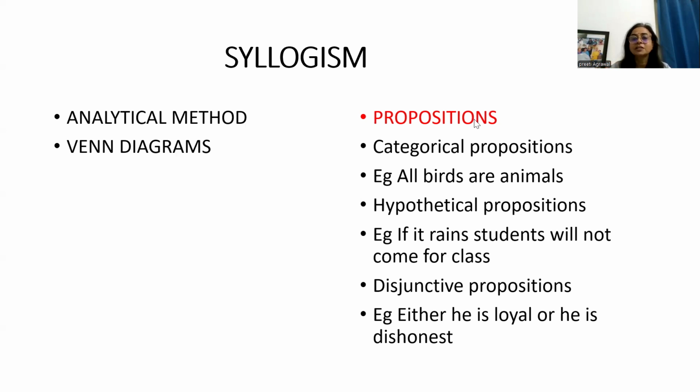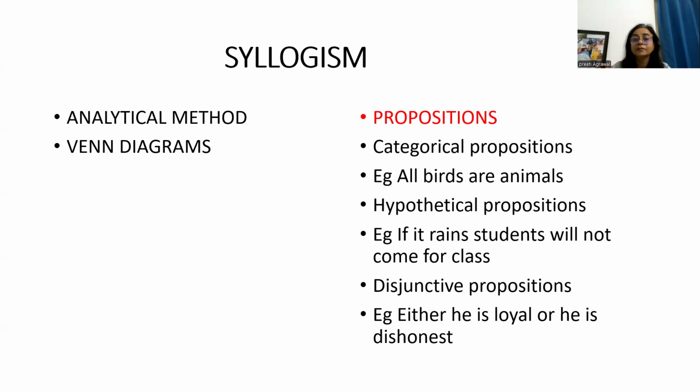What are propositions? These are the ways in which the statements are given to us. There are three ways of stating them: categorical, hypothetical, and disjunctive propositions. In categorical propositions, there is no condition. In hypothetical propositions, there is a conditional statement. And in disjunctive propositions, the assertion has some other alternative.